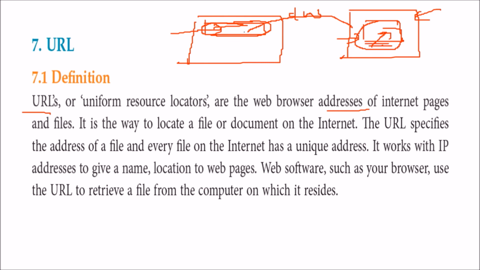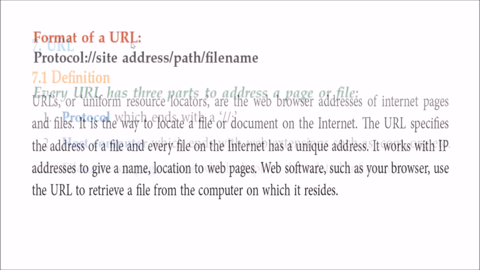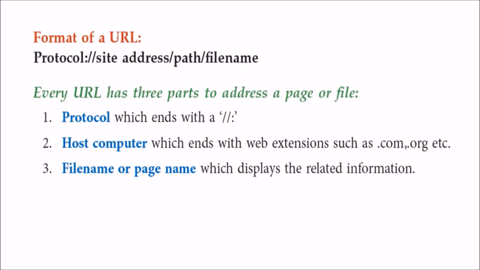So you are actually dealing with the IP address. This is in words, but it actually translates to the IP address of that machine or system or computing device where the web pages are being located or placed. So the browser uses the URL in order to retrieve the file from where the content is residing. So this is the format of a URL.